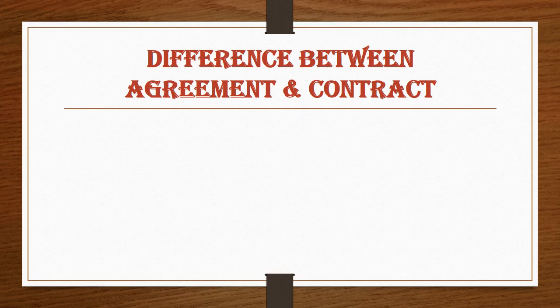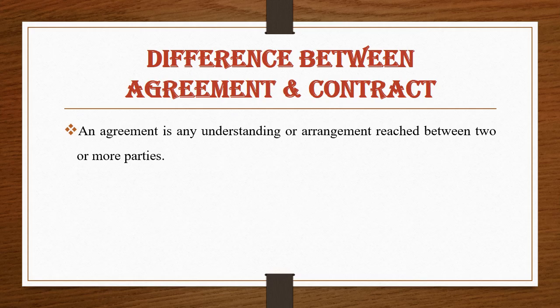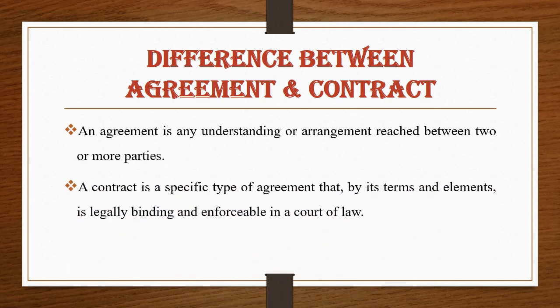So, difference between agreement and contract. An agreement is any understanding or arrangement reached between two or more parties. A contract is a specific type of agreement. By its terms and elements, it is legally binding and is enforceable by law.